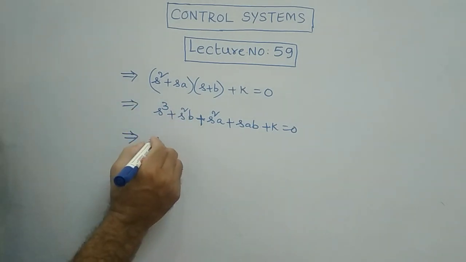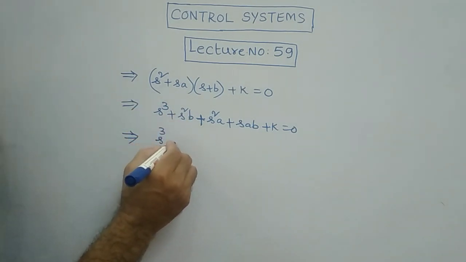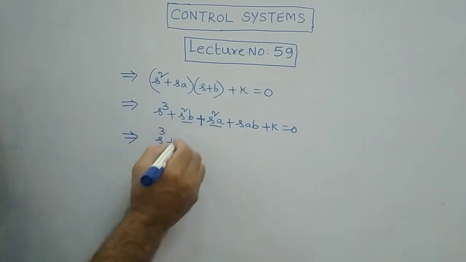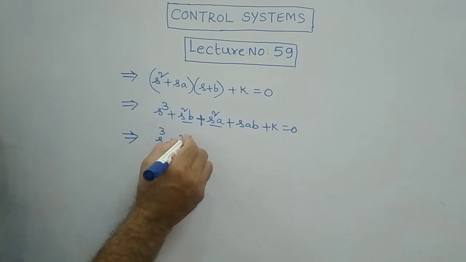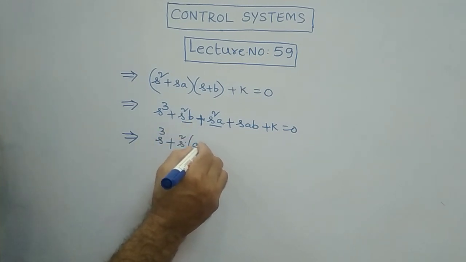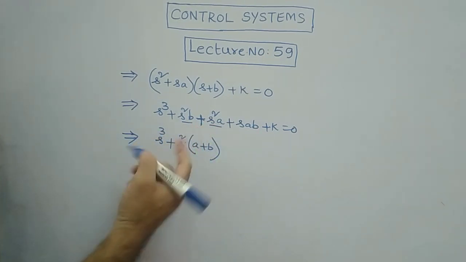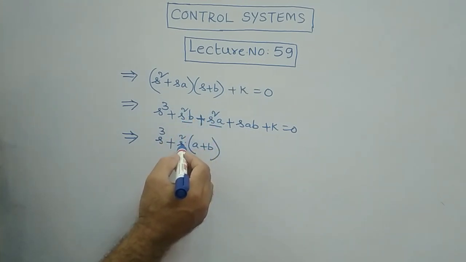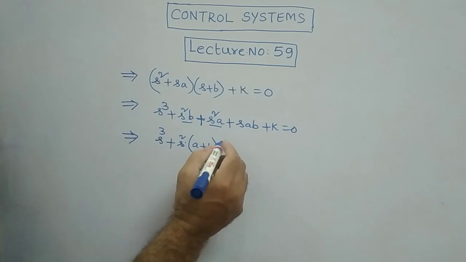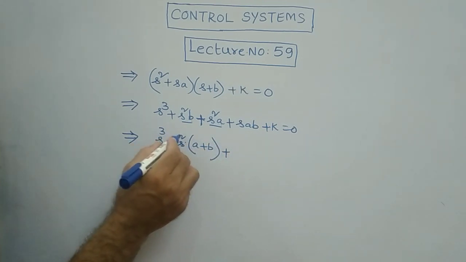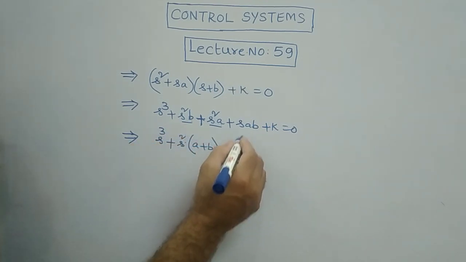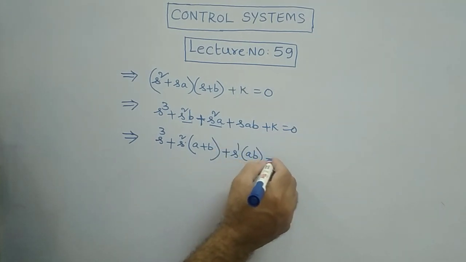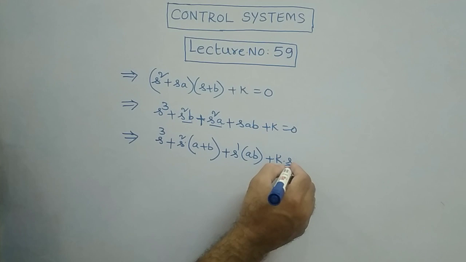And furthermore, you can simplify this. S cube plus S square B plus S square A. In both, S square is there. Take S square as common, then you get A plus B in a bracket. So S cube plus A plus B into S square, plus S power 1 into A into B, plus K, which is nothing but S power 0, in fact.